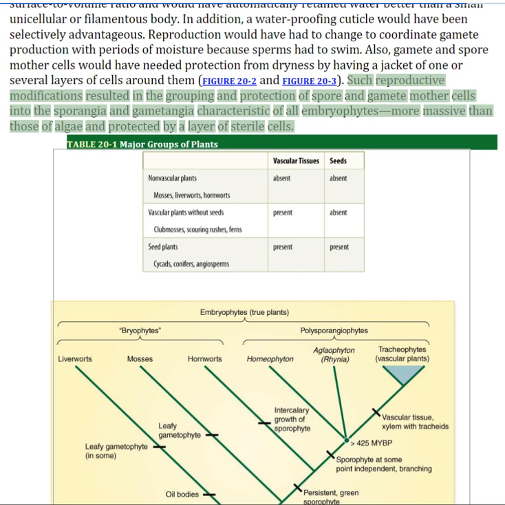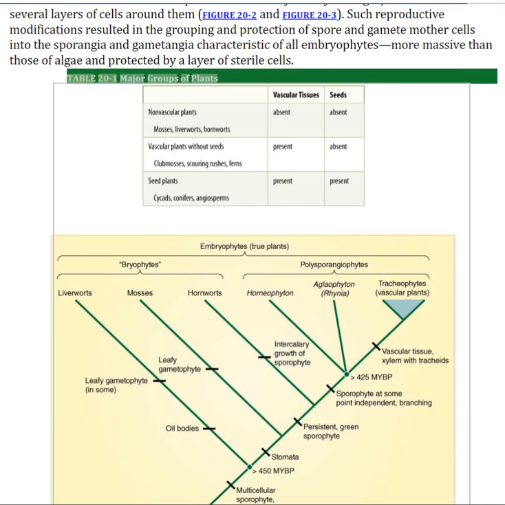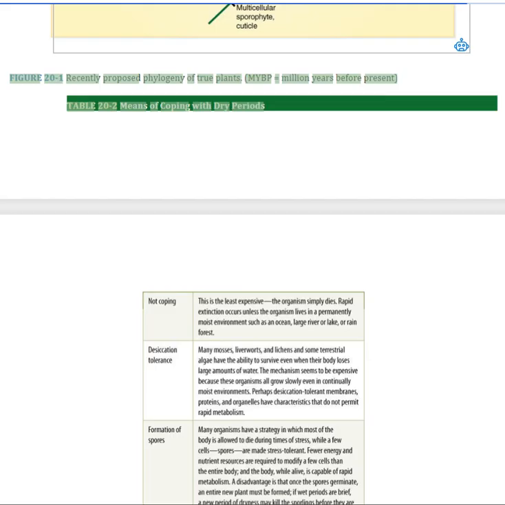Such reproductive modifications resulted in the grouping and protection of spore and gamete mother cells into the sporangia and gametangia characteristic of all embryophytes, more massive than those of algae and protected by a layer of sterile cells. Table 2.1: Major groups of plants. Figure 2.1: Recently proposed phylogeny of true plants. Table 2.2: Means of coping with dry periods.